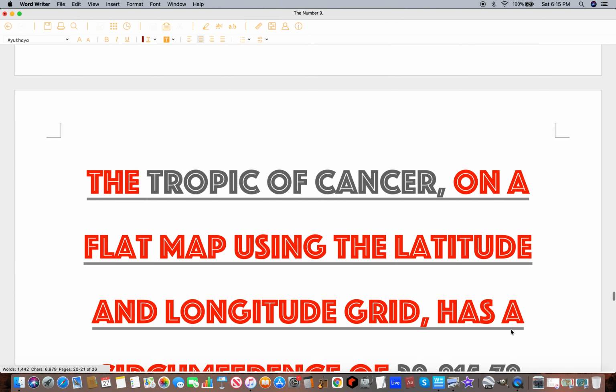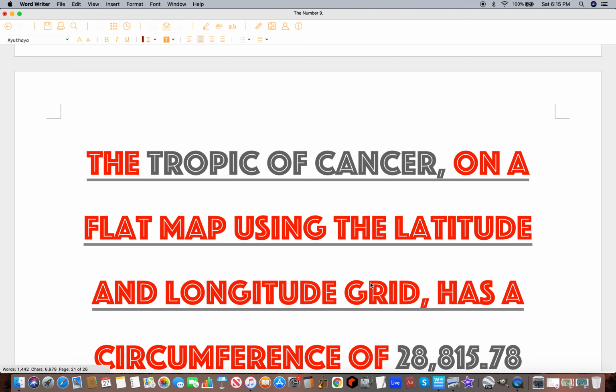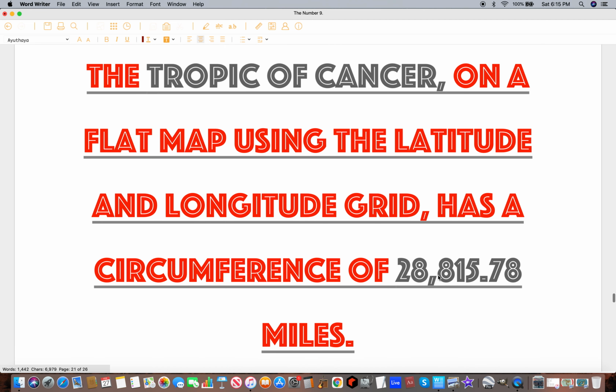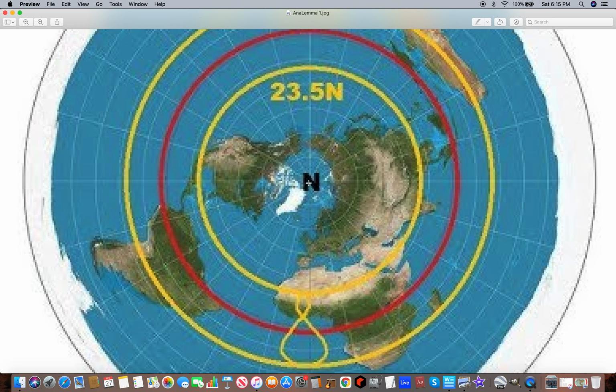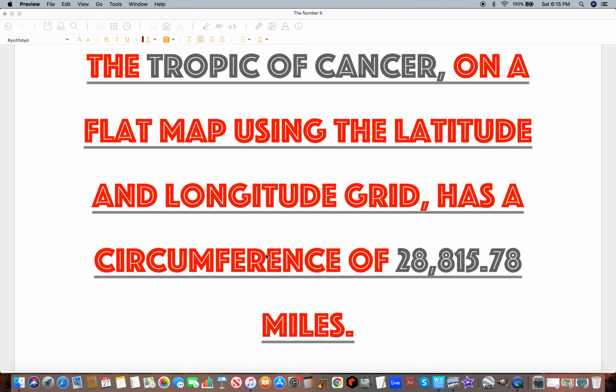Okay, so the Tropic of Cancer on a flat map using the latitude and longitude grid has a circumference of 28,815.78 miles. Remember earlier on, I showed how I got that. I'm just using a straight line distance from the center to get a radius in straight line miles to the Tropic of Cancer, then doubling that for a diameter and multiplying that by 3.14 for a circumference. So that's a circumference on a flat world using the latitude and longitude grid, according to their map, let's just say, right? So the circumference of the Tropic of Cancer is 28,815.78 miles.